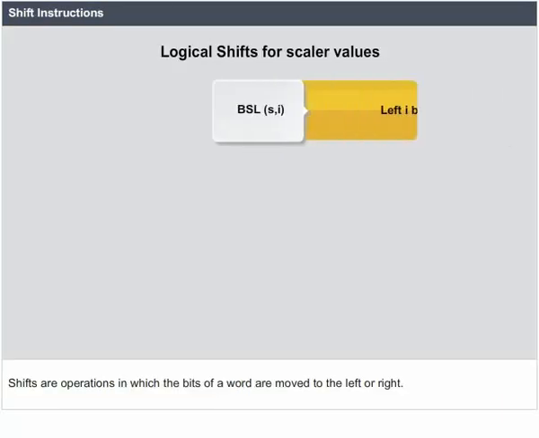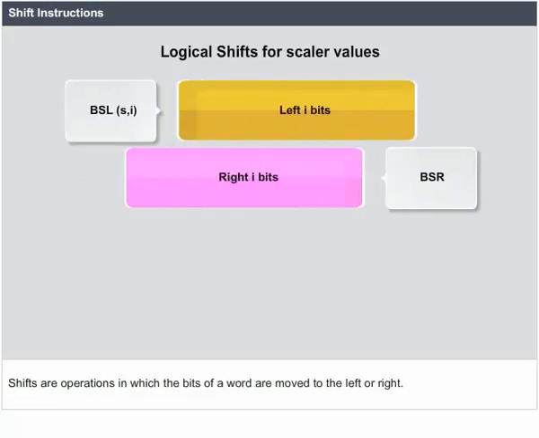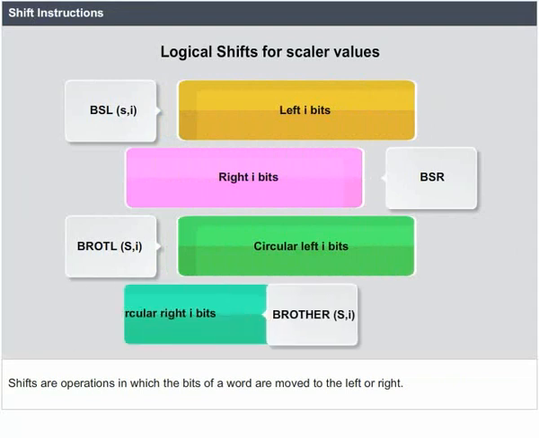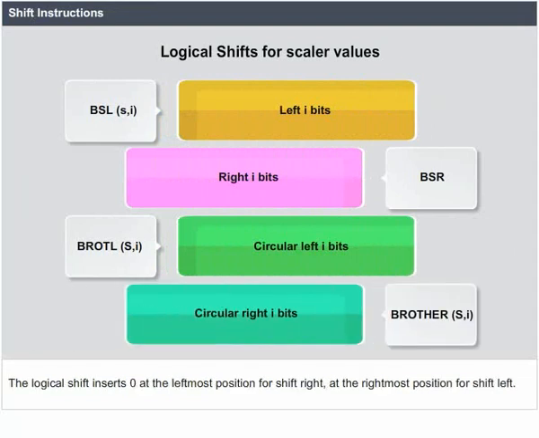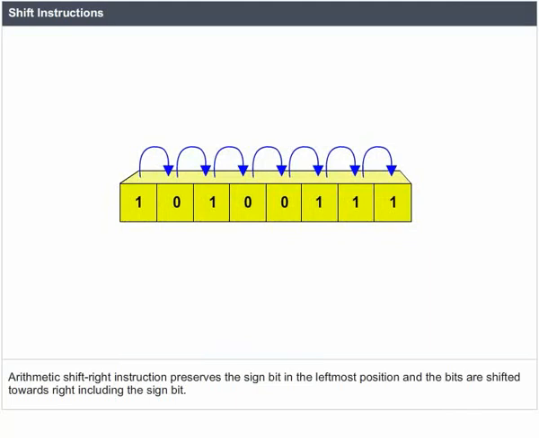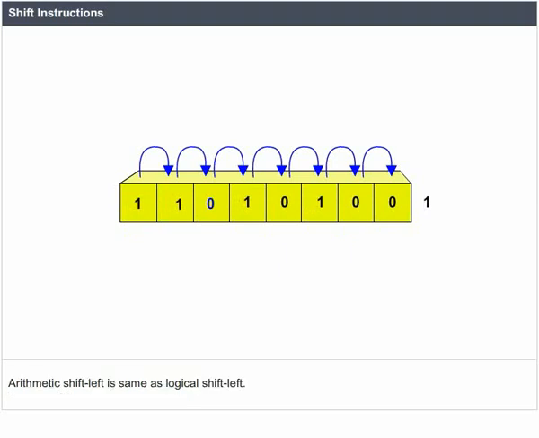Shift instructions. Shifts are operations in which the bits of a word are moved to the left or right. The logical shift inserts 0 at the leftmost position for shift right, at the rightmost position for shift left. Shift instructions. Arithmetic shift right instruction preserves the sign bit in the leftmost position and the bits are shifted towards right, including the sign bit. Arithmetic shift left is same as logical shift left.